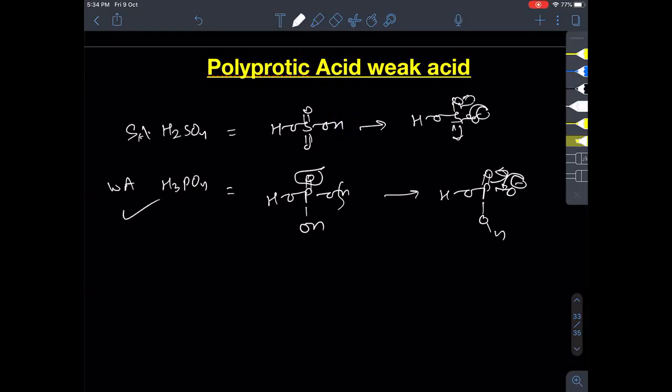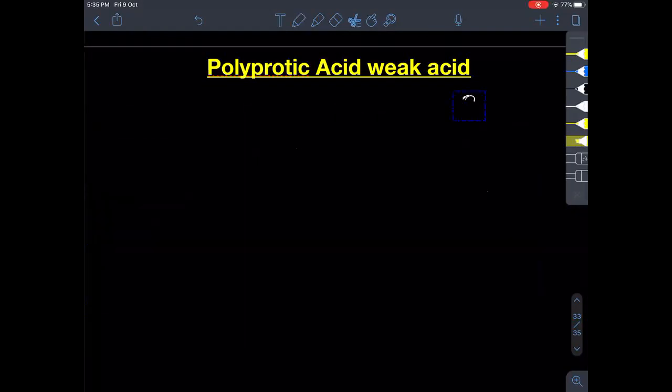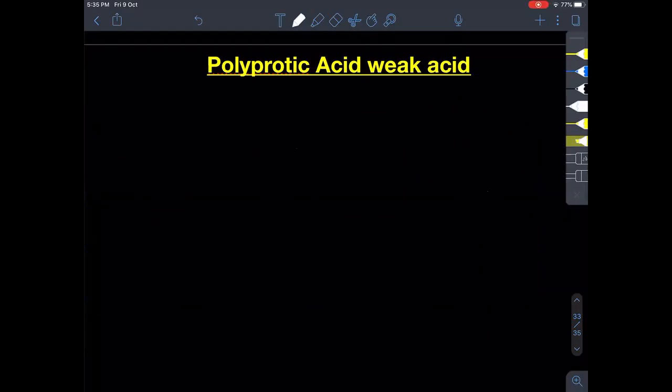So I'm going to discuss that, because for this it will completely ionize, 100% ionization, but that will not be the case with H3PO4. So to make it easier to understand, I will take certain values of Ka1, Ka2, and Ka3, which may not match the real values. Okay, so I'll just take an approximation over here. So guys, H3PO4 is a polyprotic weak acid.